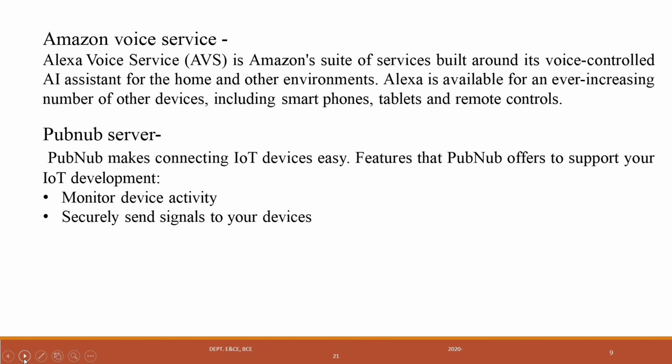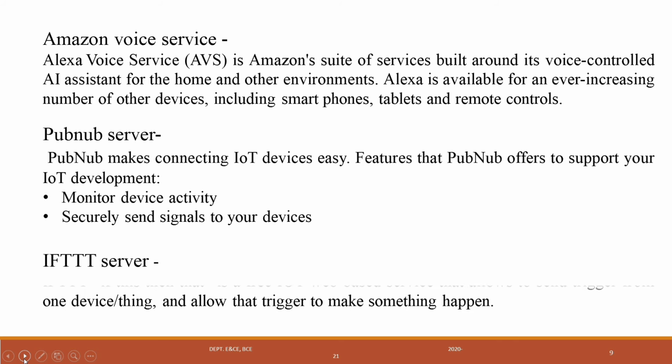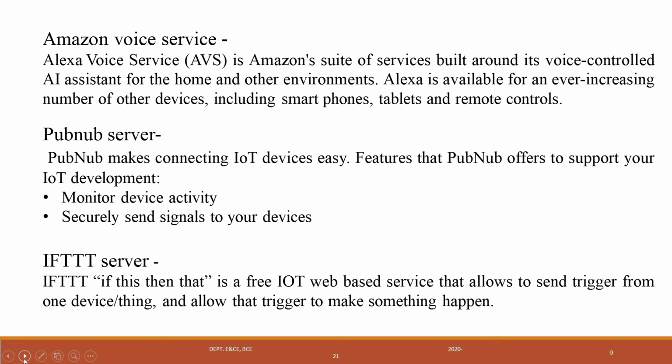Next is PubNub server. This is the server which makes it easy to connect our IoT device. The main features of PubNub server are to monitor the device's activity and securely send signals to the device used. Next is IFTTT server. IFTTT stands for if this then that, which is a free IoT web-based service that allows sending a trigger from one device or thing and allows that trigger to make something happen.